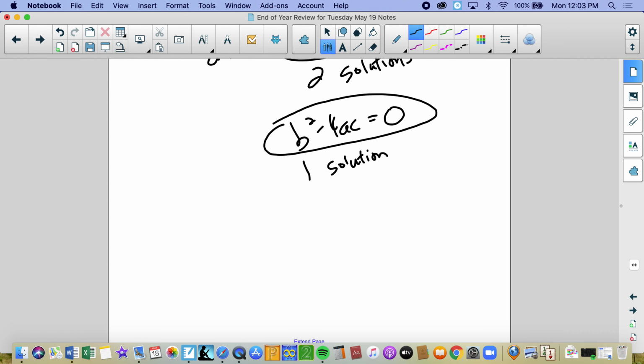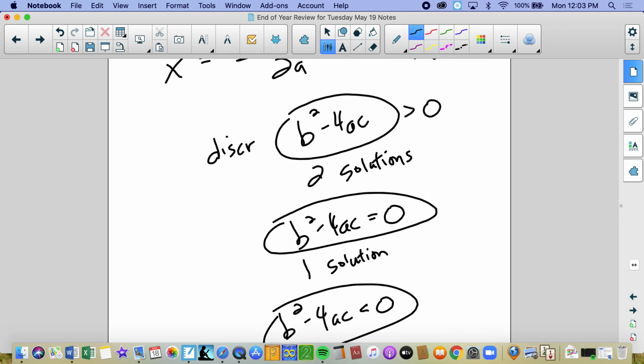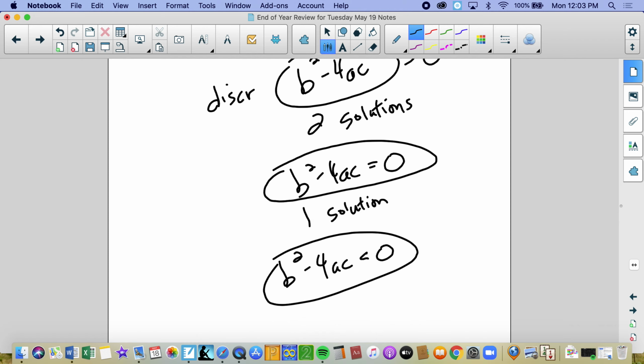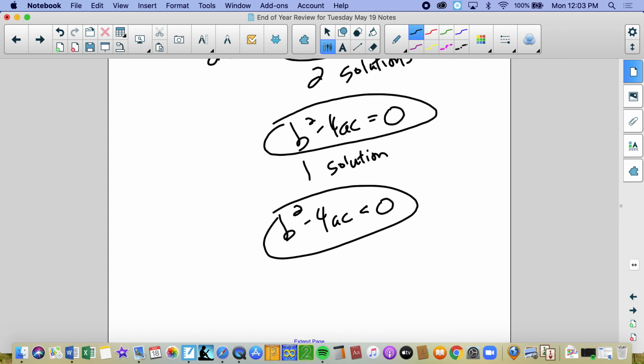The other situation is when b squared minus 4ac is less than 0, a negative number. We get plus or minus the square root of a negative number, so we're going to get no real solution. Technically, it's two imaginary solutions. You get two imaginary because the square root of -1 equals i.